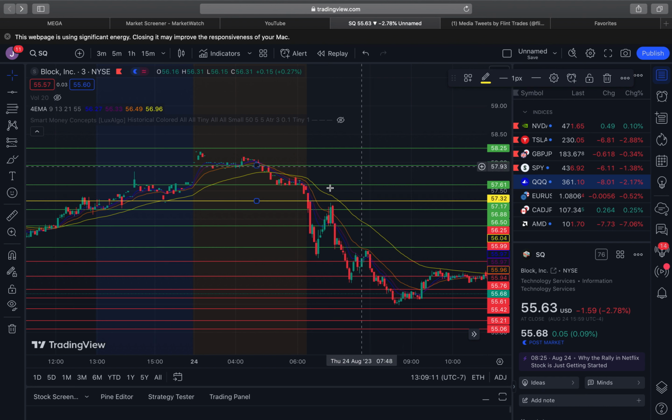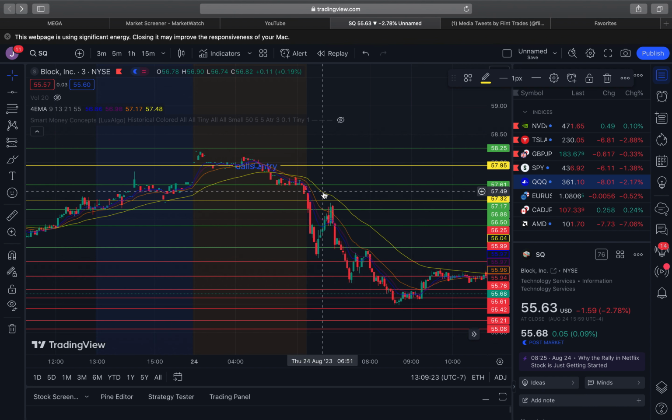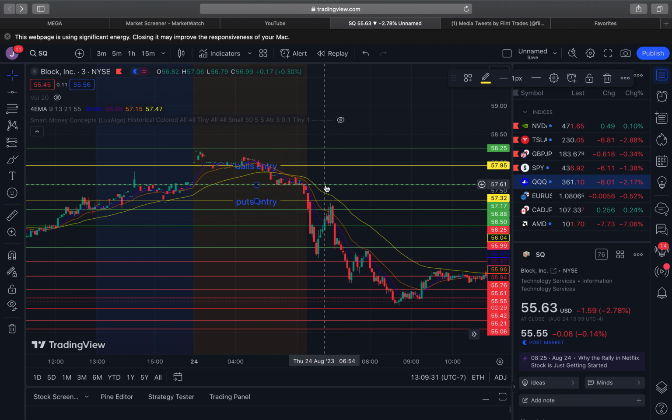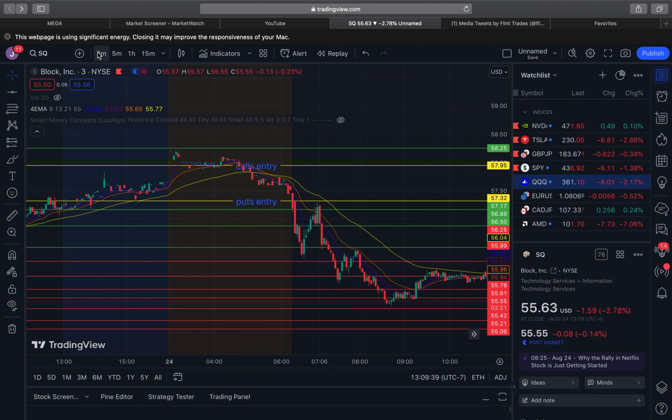And always for calls and puts, you want to put it as yellow. So I would say like calls entry, and then right here I would say puts entry. And I'm going to delete this level because it's kind of in the middle. It's not below price action, it's right on top of it, so it doesn't really make much sense. But yeah, right here. And so I would go on a 3-minute chart.